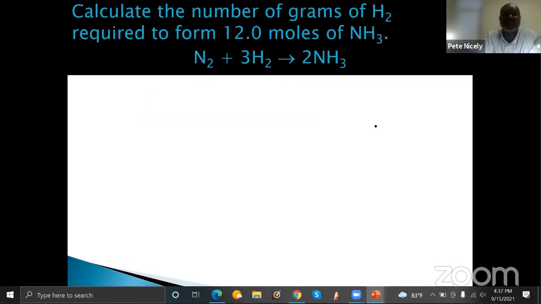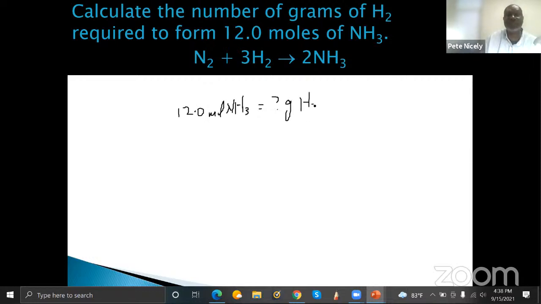Okay, moving along. So let's look at another example. Now, in this case, they gave us a balanced equation, and they gave us the moles of one reactant, or I should say the product, because there's only one product. And they are asking for the mass in grams of one of the reactants. All right, so like I always do, I'm going to start off with writing down what is given, 12.0 moles of NH3, and what is required, which is the grams of H2.